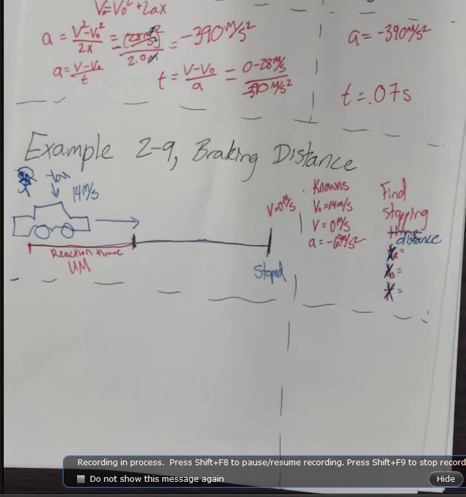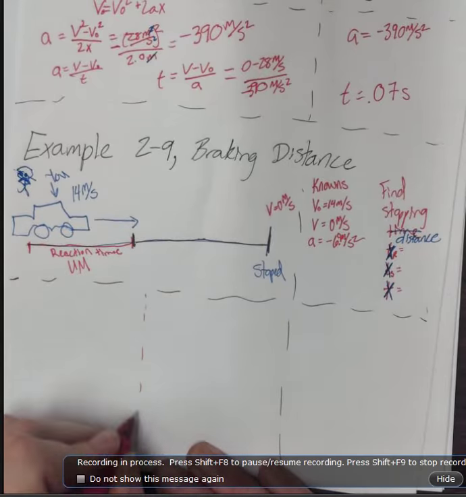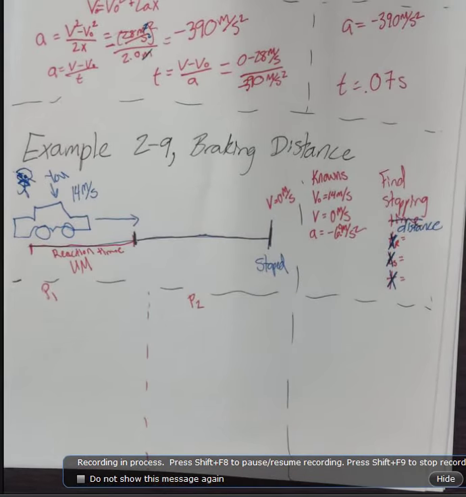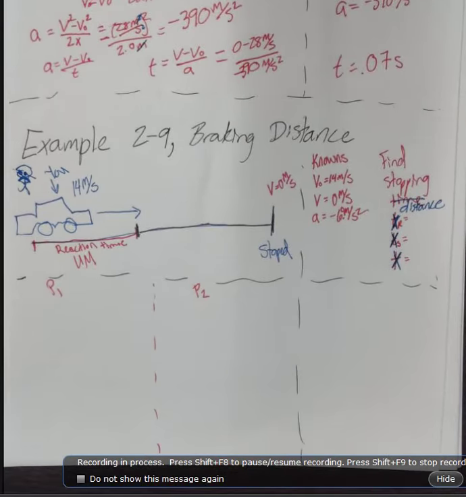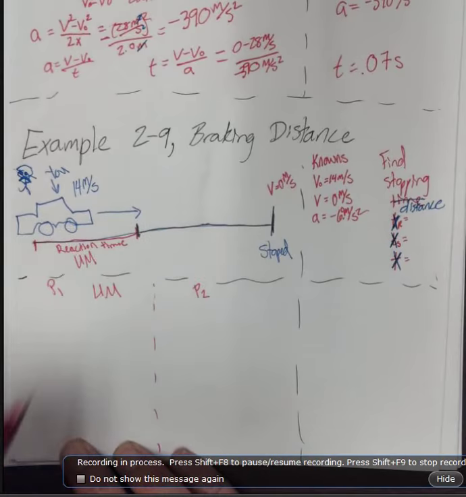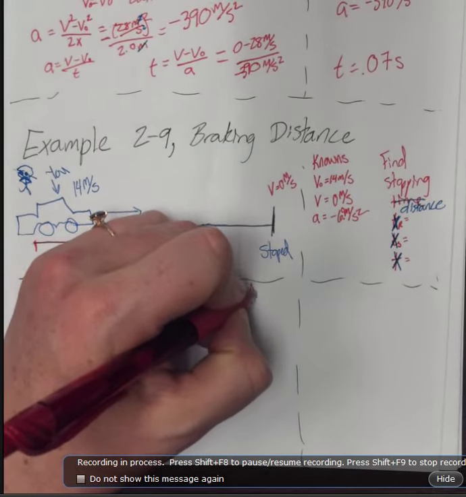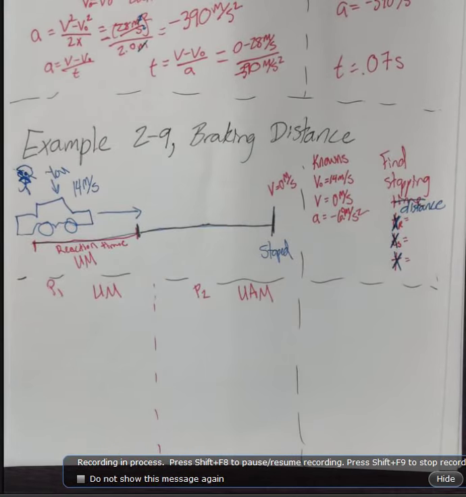So we need to break this problem into two different situations. We're going to have a part 1 and a part 2. Part 1, we're just looking at how far you travel before you even begin braking. Part 1 is uniform motion. That's the physics concept that's going to apply because you're not braking, so there's no acceleration. Part 2 is going to be uniform accelerated motion because that's when you begin to brake and slow down. And hopefully you finish slowing down before you crash into anything.